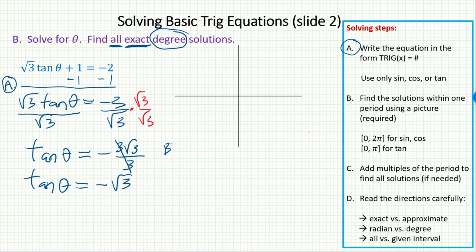Step B involves drawing a good picture. I want to find all the solutions within one period of the tangent function. Well, the tangent function only has a period of pi, so I only even need to consider quadrants 1 and 2. Let's see, we have all students. Tangent is positive here. It is negative, though, in the second quadrant. So this must be a second quadrant angle.